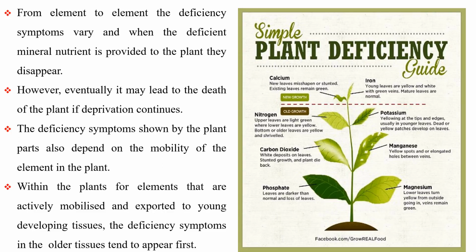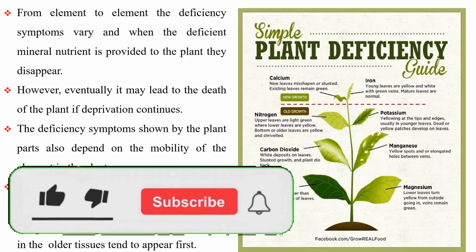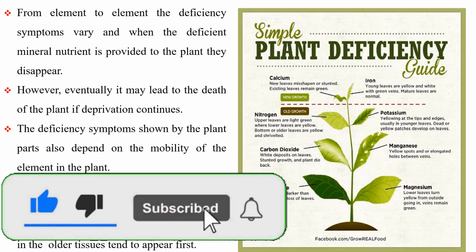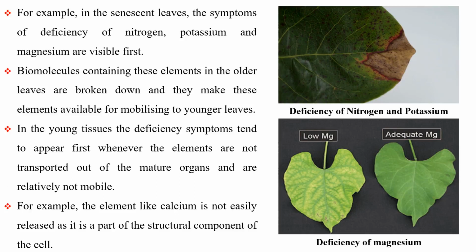From element to element, the deficiency symptoms vary, and when the deficient mineral nutrient is provided to the plant, they disappear. However, eventually it may lead to the death of the plant if deprivation continues. The deficiency symptoms shown by the plant parts also depend on the mobility of the element in the plant. Within the plants, for elements that are actively mobilized and exported to young developing tissues, the deficiency symptoms in the older tissues tend to appear first.